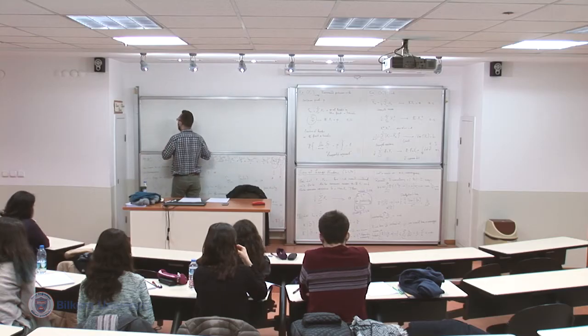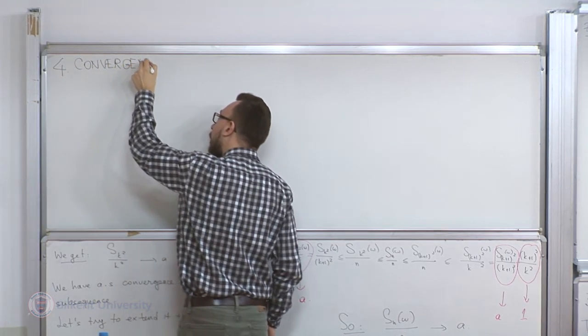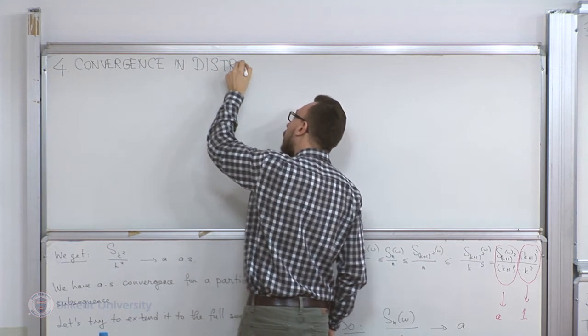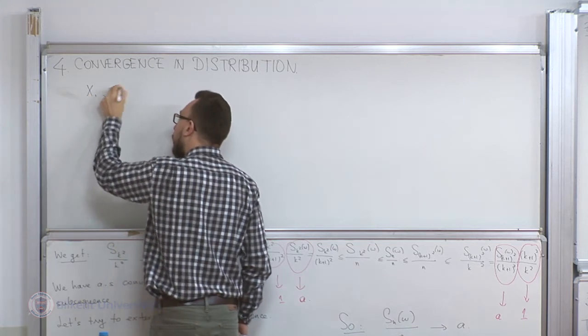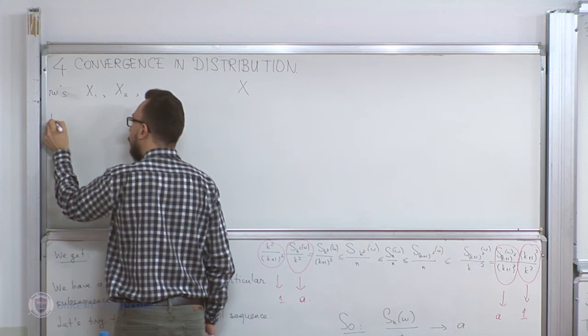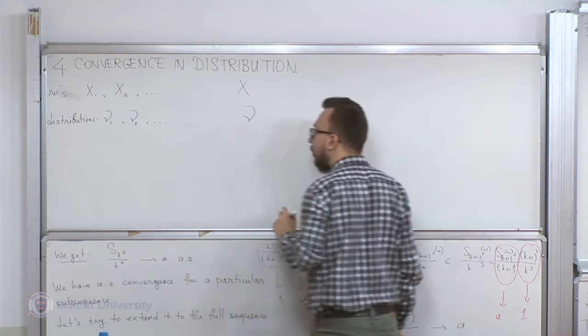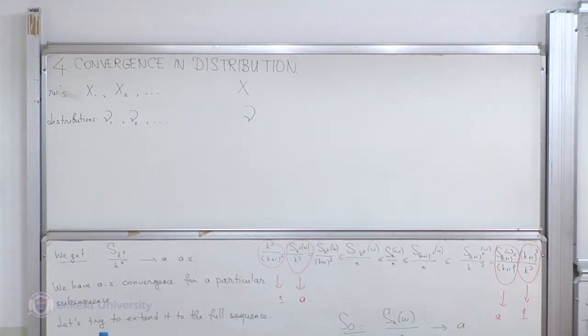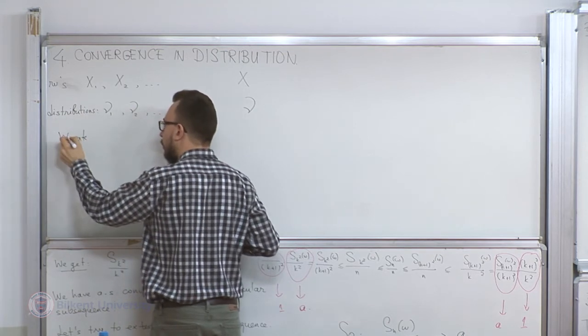Okay, so the last notion of convergence we're going to discuss is convergence in distribution. Let's say you have x1, x2, etc., and an x. These are the random variables, and these are their distributions, nu1, nu2, and this has distribution nu. Convergence in distribution is about the convergence of the sequence of distributions. So what do we mean by convergence of a sequence of probability measures? We have to specify that. The notion of convergence for distributions is called weak convergence.